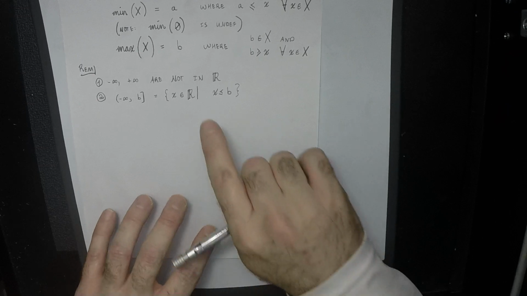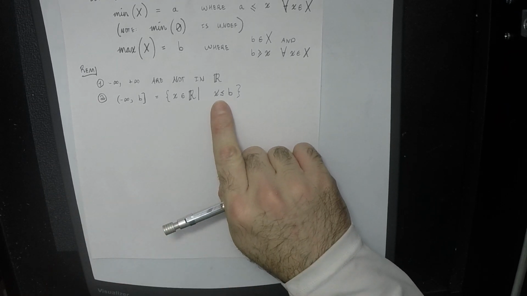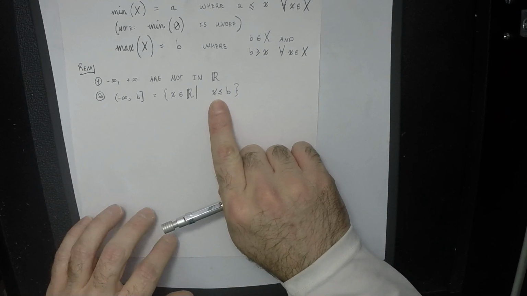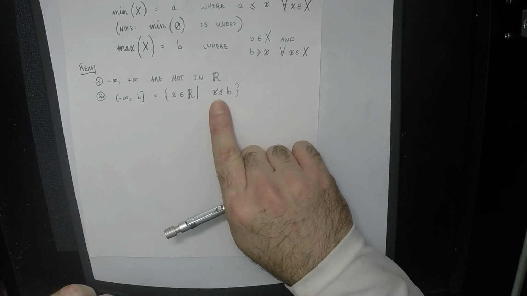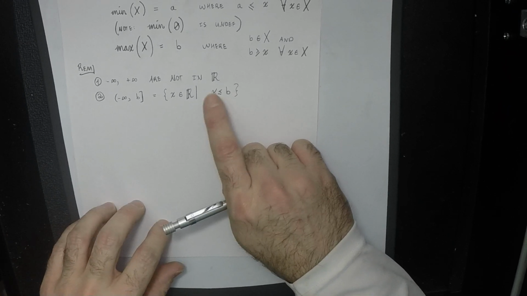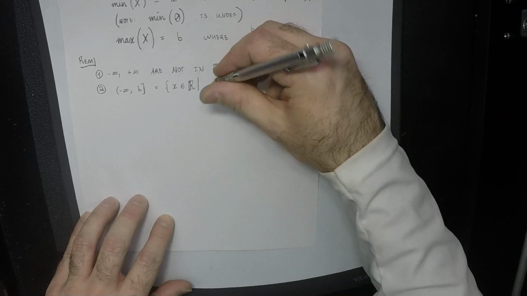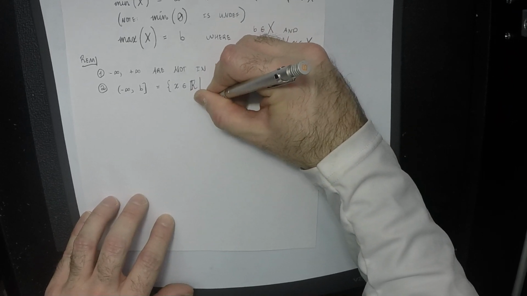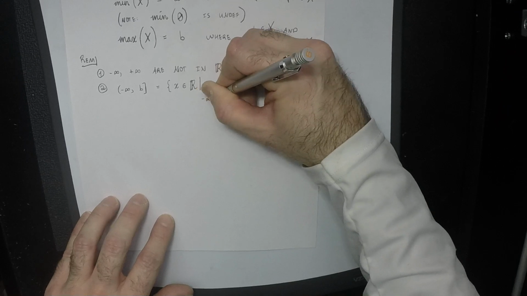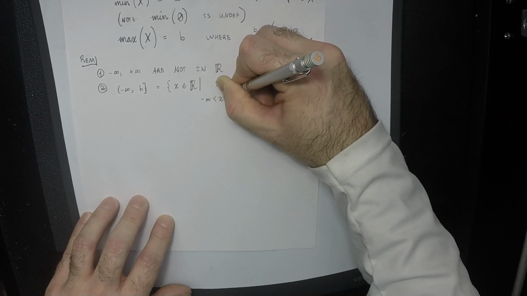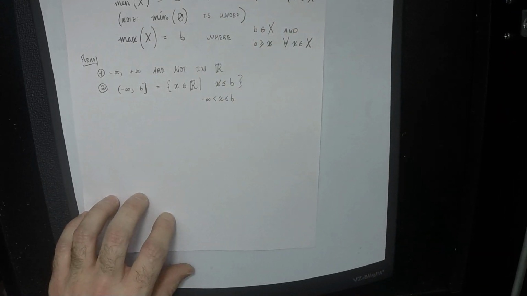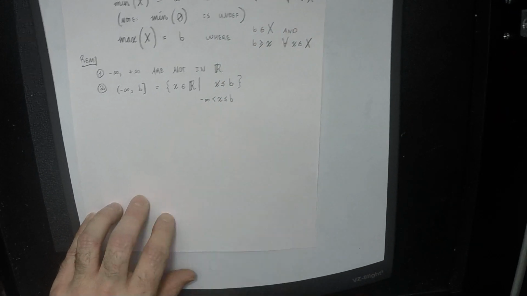Now, another way to write this, because it's nice when you're dealing with intervals to have the x between two things. Notice that x is not between two things currently. You could alternatively write the inequality in this way: negative infinity less than x less or equal b. You could write it like that. So now x is between two things. That's kind of nice.